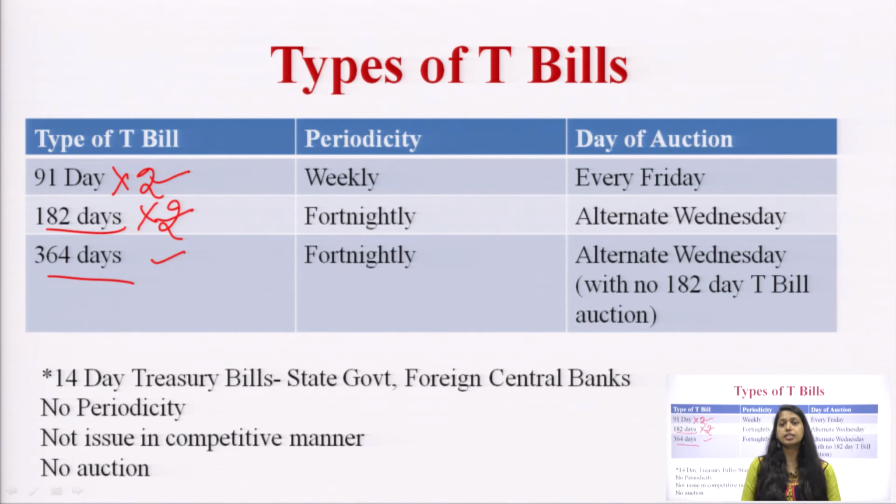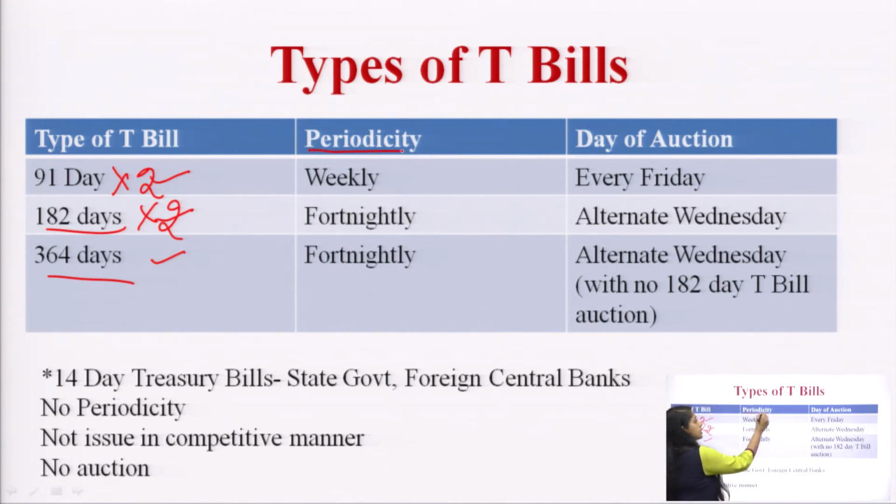The second point that we need to understand the difference between them is the periodicity. What is this periodicity? Periodicity means when can you issue them, when the government issues them, when is the auction taking place. So, for 91 days T-bill, the auction takes place on the weekly basis. So, every week you get a chance to buy these T-bills.